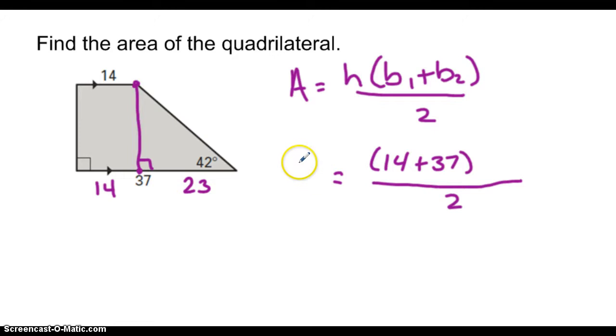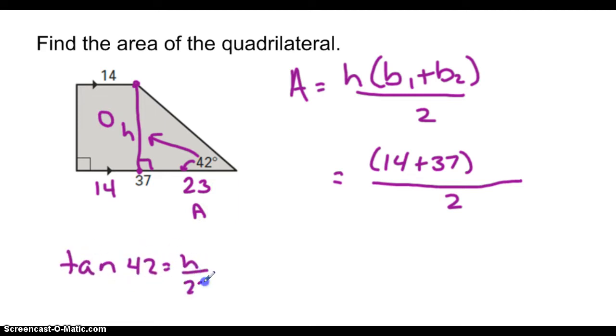Now, what can we use to actually find the height? This is my height. Think a trig ratio, right? We're looking for the opposite, given the adjacent. This is opposite over adjacent, so we should be using the tangent ratio. So we're going to say the tangent of 42 is equal to h over 23. If we solve that, we get 23 times the tangent of 42, and that's approximately 20.71.